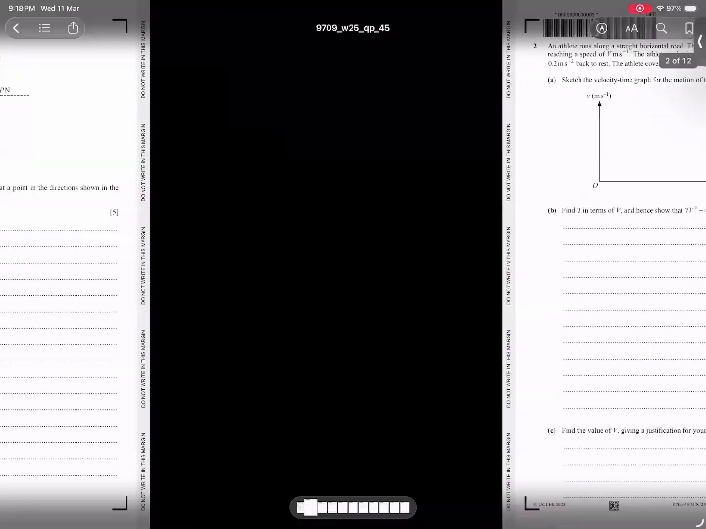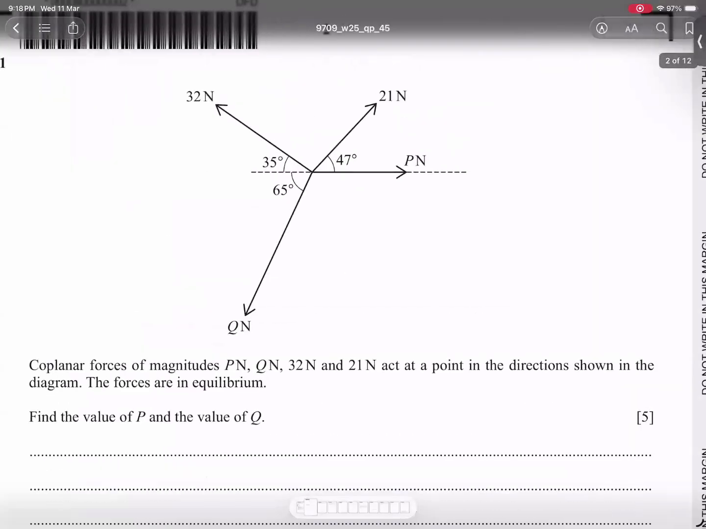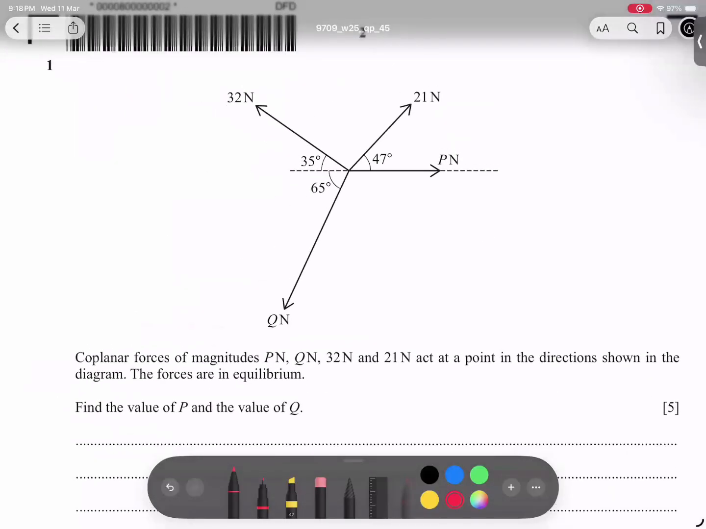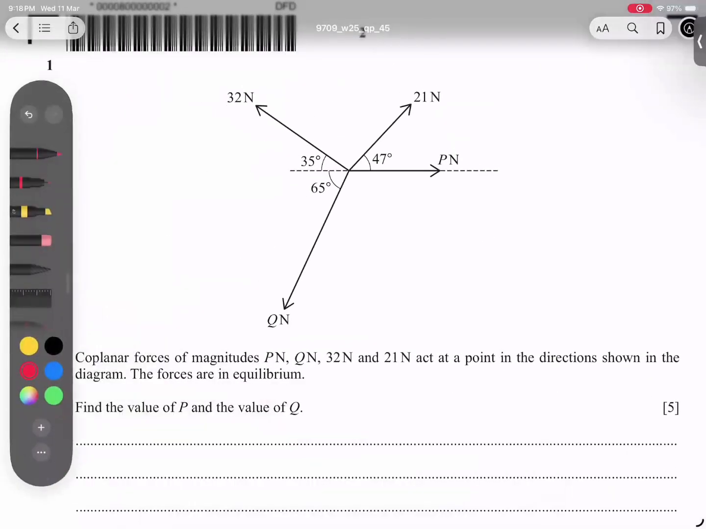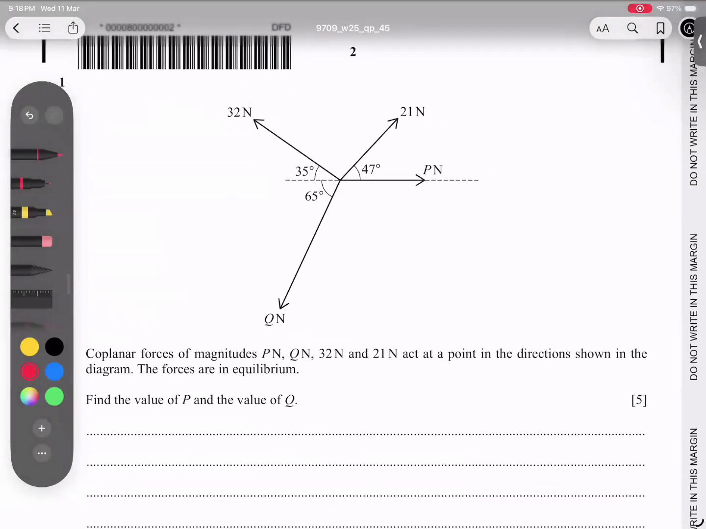Question number one, students: coplanar forces of magnitudes P and Q, 32 and 21, in the directions given, and the forces are in equilibrium. Equilibrium means rightward force is equal to leftward force, and upward is equal to downward. In short, Rx and Ry equal 0. We have to find P and Q. So first of all, resolving forces.